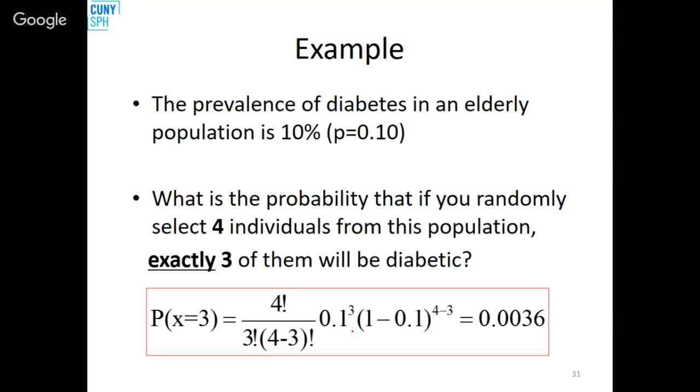Sure. If you were actually selecting them from the same family, then that assumption might be violated, because if one of them has diabetes, then maybe it's more likely that the others do as well. But if we're selecting them from the wide population, then that assumption is probably good. What are the other assumptions? There's 2 possible outcomes, that they're either diabetic or not diabetic.